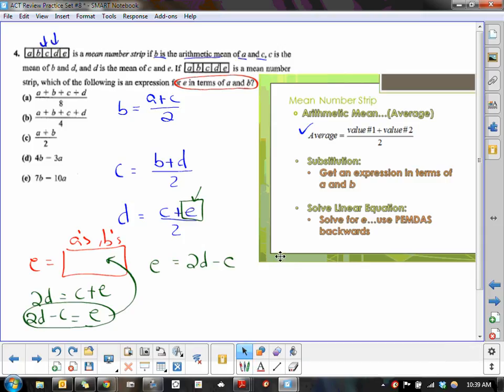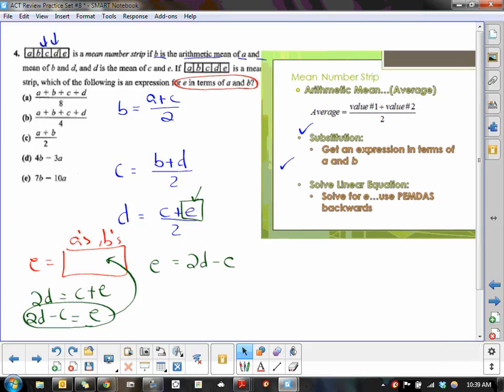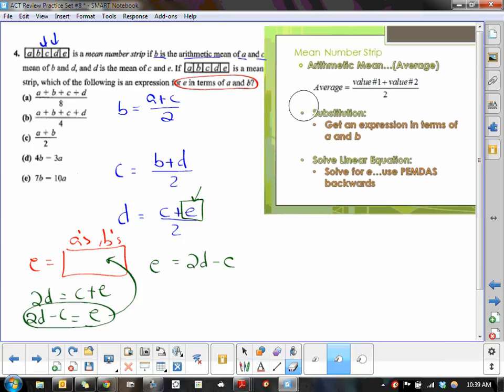Now what I'm going to do is use a lot of substitution principles here to try to get an expression in terms of A and B. So I'm going to slide that out of the way. I need a replacement value for C. I can't leave C's in my answer, so I'm going to go back up to this first equation where it has a C in it, and I'm going to solve this for C.